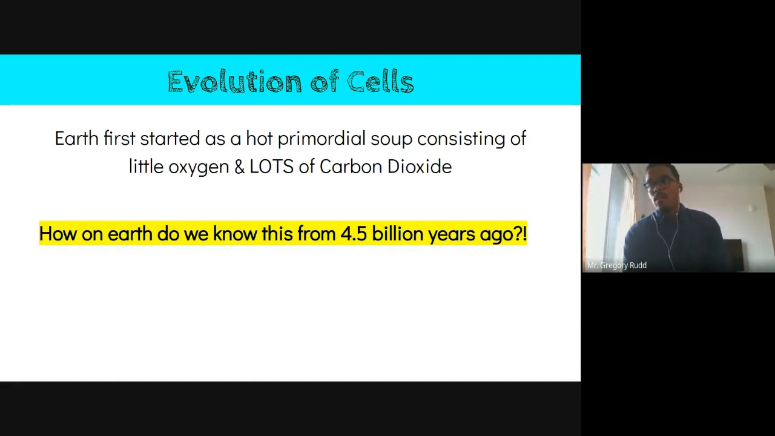Yes, fossils can get us some of the way back, but not 4.5 billion years. There are not 4.5 billion year old fossils. But there are 4.5 billion year old rocks that have been buried under the surface of the Earth, but we can still extract them for scientific purposes. And the chemistry of those rocks tells us clues about what the planet was like.